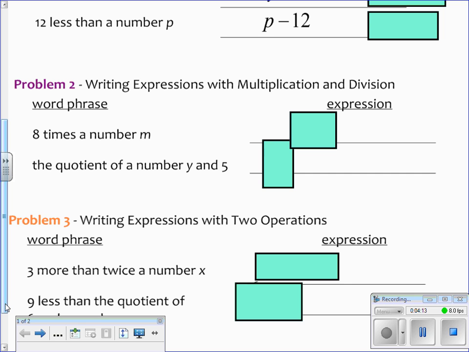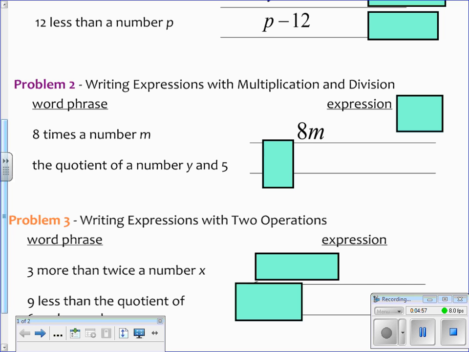Okay, writing expressions with multiplication and division. 8 times a number m. This is kind of important. 8m. The multiplication is implied when you put a number and a variable next to each other like that. 8m means 8 times m. They don't put the multiplication symbol in there. It is implied. How many m's do I have? I have 8 of them. If m is a particular number, I have 8 times that number. When they're next to each other, that's implied multiplication. It's not anything else. We don't put the multiplication symbol in when we have variables involved.